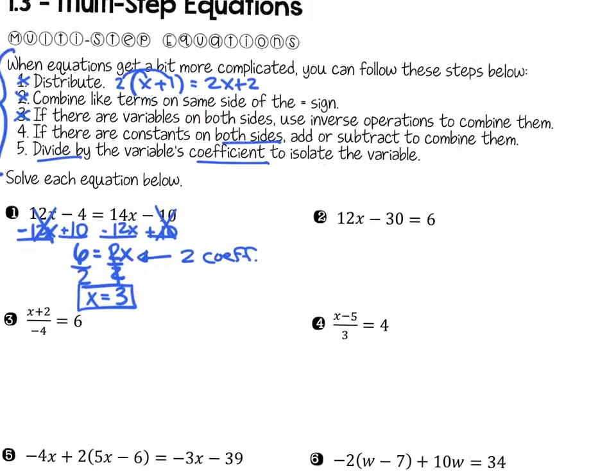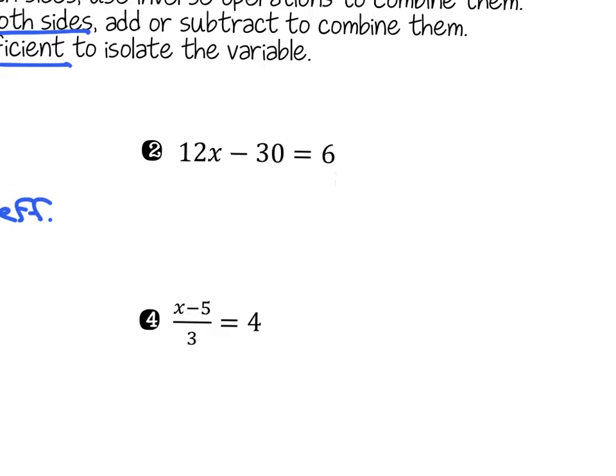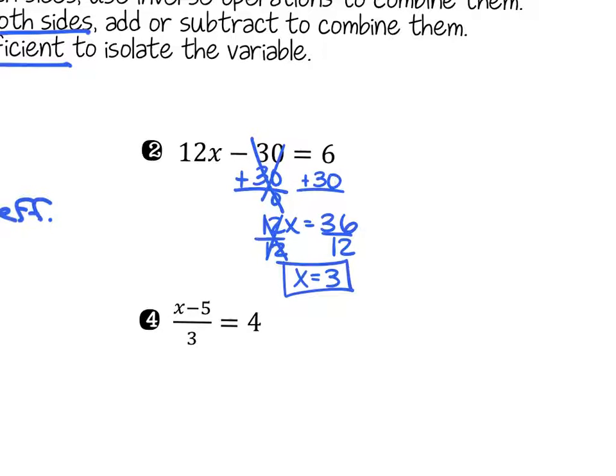Okay. Number 2, so I have 12x minus 30 equals 6. I do not have any distribution. I don't have variables on both sides. So now I want to combine my like terms on opposite sides by doing inverse operations. So minus 30, to make that 0 or cancel out, the opposite is plus 30. Add 30 to 6 as well, same thing to both sides. Gives us 12x equals 36. And lastly, divide by the coefficient of 12. Giving us x equals 3 again.